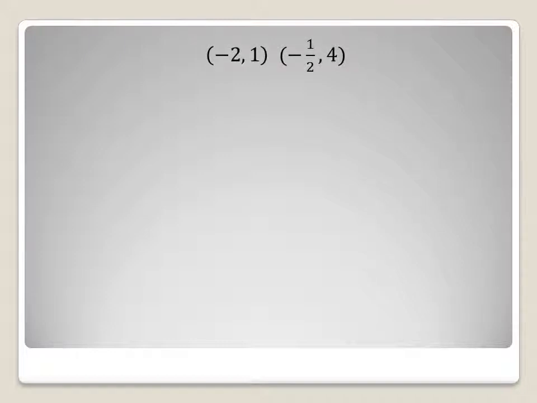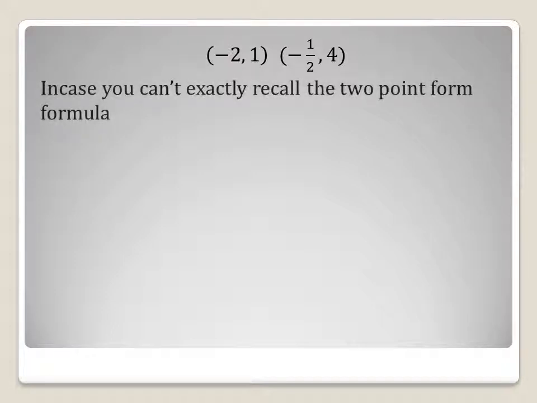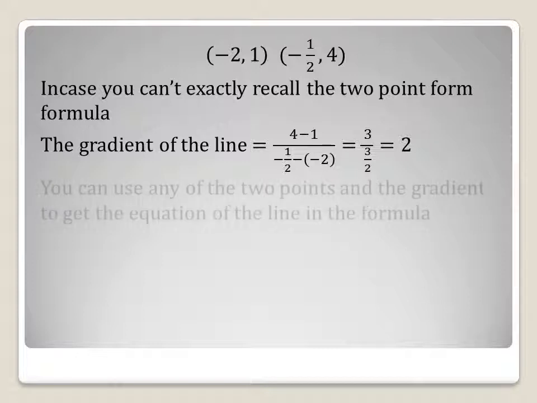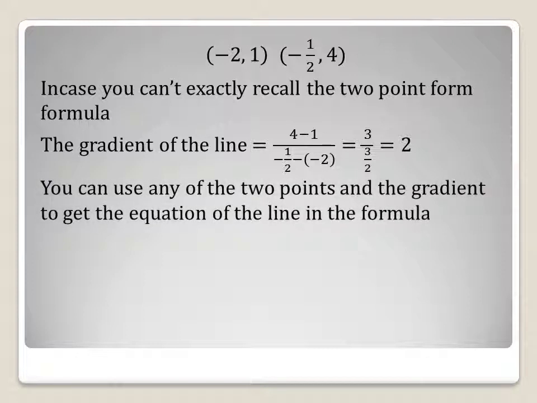Now, as earlier mentioned, in case you can't exactly recall the 2-point form formula, you can find the gradient of the 2 points and then use the point-slope formula, which is less cumbersome. The gradient of the 2 points is 2. Using this gradient with any one of the 2 points will give us the same equation.